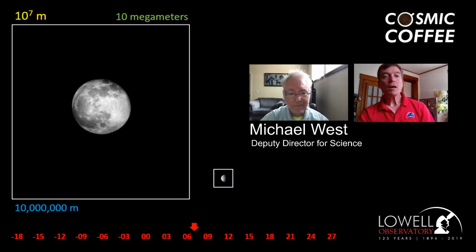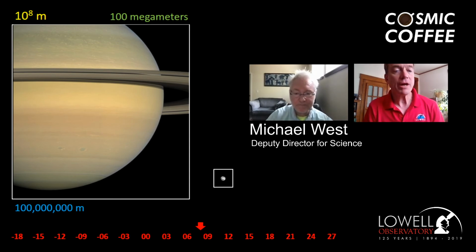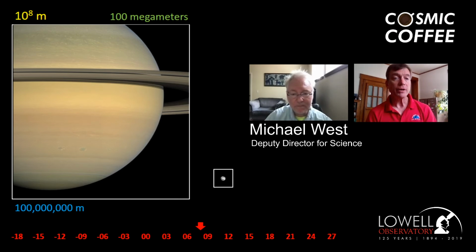Right. So from 10 to the 7th meters, we can go up another factor of 10, and this takes us from moons into the realm of planets. And so there's our moon in the little box at lower right, and a very familiar sight that we love showing people here at Lowell when we can be open.